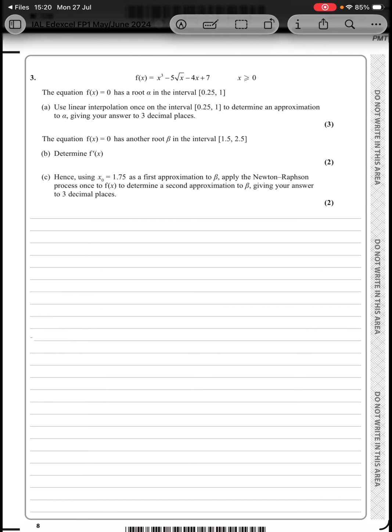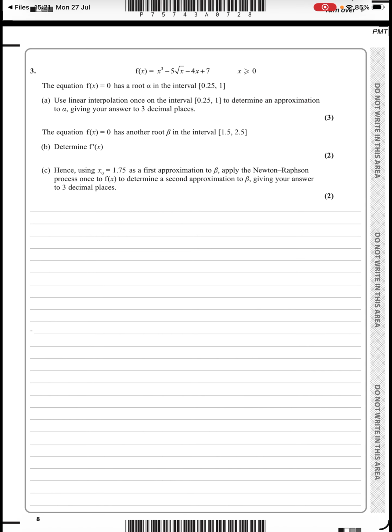And today I'll be answering question number 3 of the 2024 May June FP1 paper. So it says f(x) equals x cubed minus 5 root x minus 4x plus 7, where x is greater than or equal to 0. The equation f(x) equals 0 has a root alpha in the interval 0.25 to 1. Use linear interpolation once on the interval to determine an approximation to alpha, giving your answer to 3 decimal places.